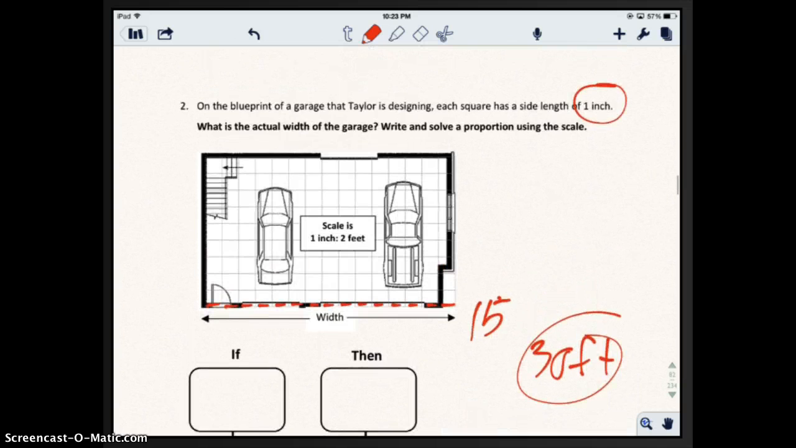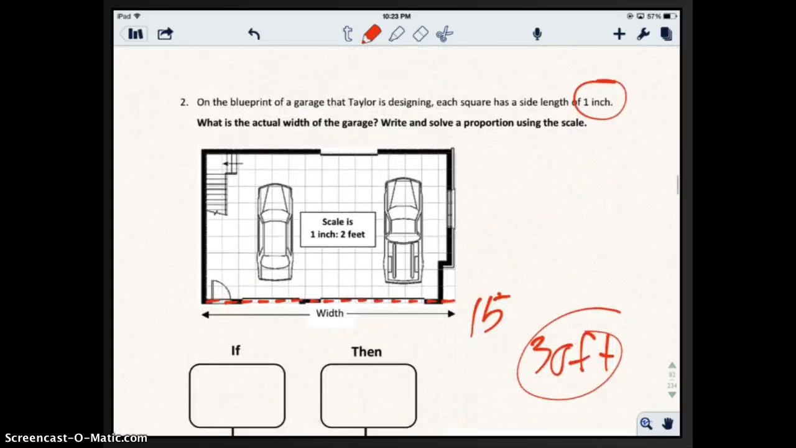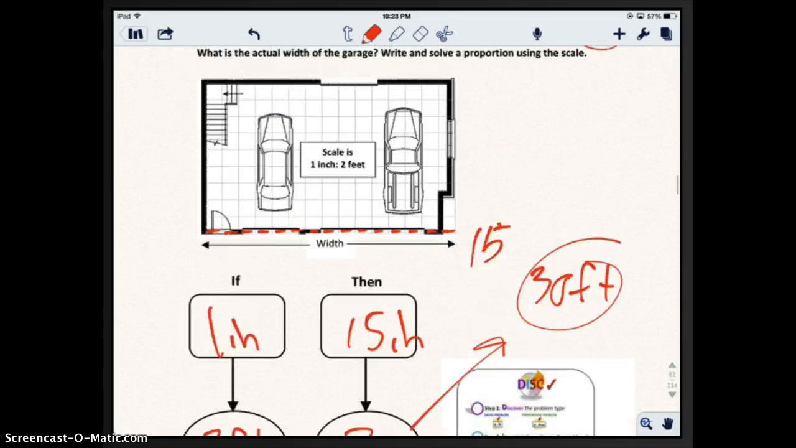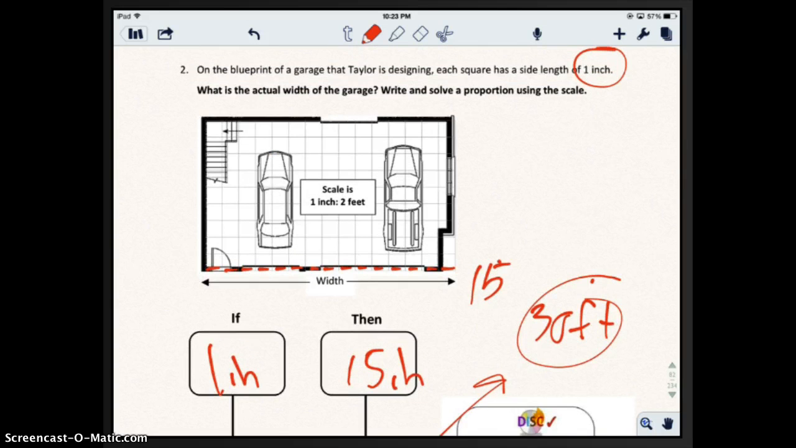If you want to do it that way, you could use these proportion boxes. If 1 inch is 2 feet, then 15 inches is how many feet? And then you can get 30 feet that way. Right, solve a proportion.